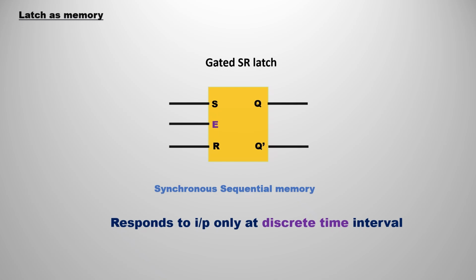For that purpose we have another kind of latch, known as the gated SR latch. This is the basic block diagram of the gated SR latch. Like all latches, it has two inputs and two outputs, but additionally we have one thing called enable. This is known as a synchronous sequential memory element, just by adding the enable input.